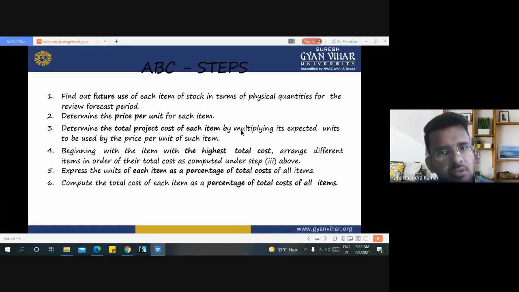Beginning with the item with the highest total cost, arrange the different items in order of their total cost as computed under the previous steps. Express the cost of each item as a percentage of the total cost of all items, and compute the total cost of each item as a percentage of the total cost of all items, which we put in the different categories, like category A, category B, and category C.